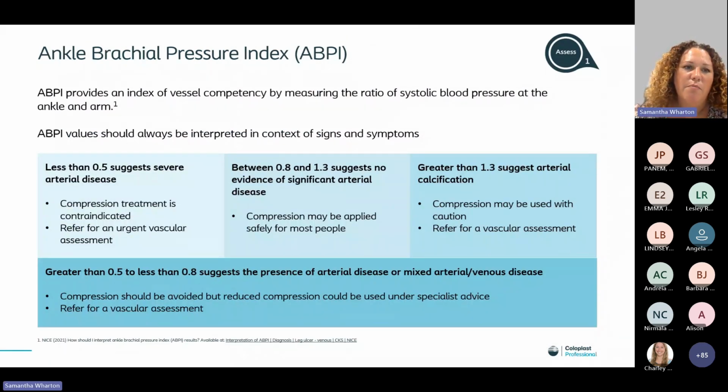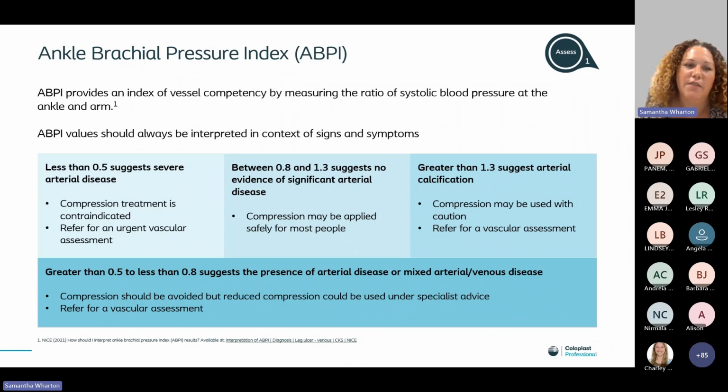So the ABPI provides an index for the vessel competency by measuring the ratio of systolic blood pressure at the ankle and the arm. And that needs to be completed by a clinician that has the appropriate skills, has been signed off as competent. And if you've got those skills and you're doing it regularly, you'll be very familiar with what you're looking at in terms of your ABPI.